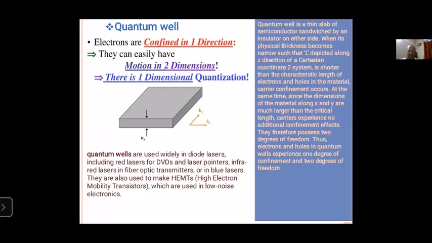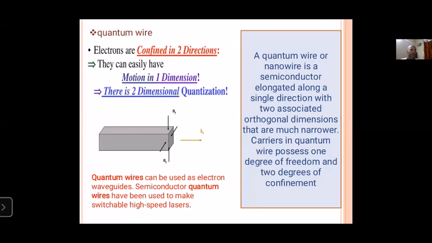Now I'm talking about the quantum wire. A quantum wire or nanowire is a semiconductor extended along a single direction, with two associated orthogonal dimensions that are much narrower. Carriers in a quantum wire possess 1 degree of freedom and 2 degrees of quantum confinement. Quantum wires can be used in electron waveguides and also in switchable high-speed lasers.